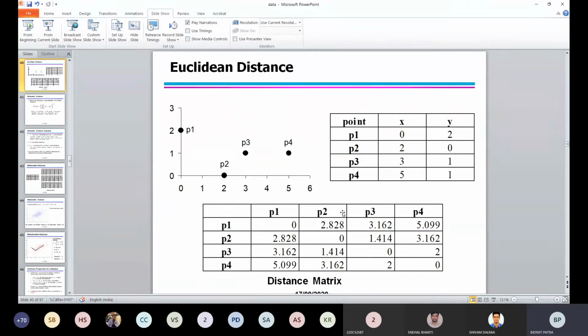So in this example, there are 4 points. So essentially there should be a matrix of size 4 by 4, and then we'll get the distances from one point to another. As you know, the distance from P1 to P1 is 0. P1 to P2, if you compute the distance, we'll get 2.828. Here distance means we are considering the Euclidean distance. And similarly P1 to P3 is this one. So this is something called the distance matrix.